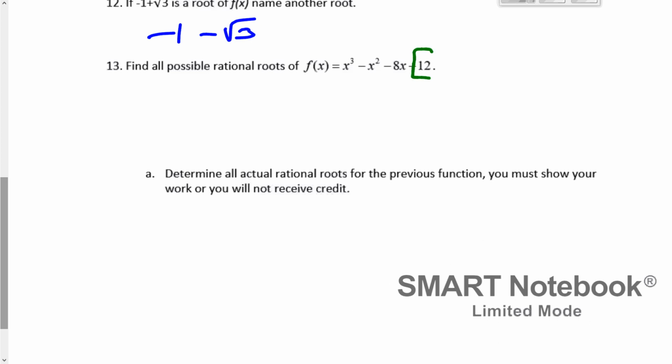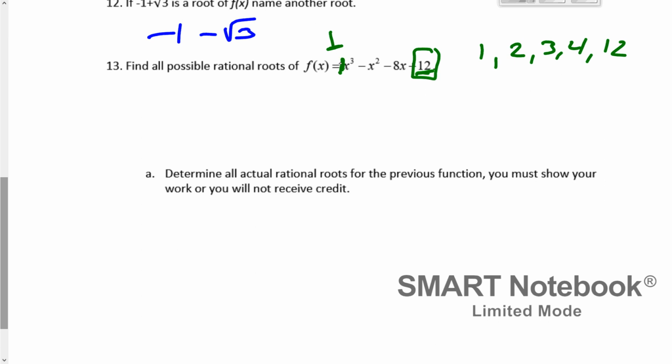Okay, find the possibilities. So I have to list the factors of 12. So that's 1, 2, 3, 4, 6, and 12. And then I have to divide every single one of those by the factors of my lead coefficient, which is 1. So list the factors of your constant, which is 5 of them, right? And then the factors of your lead coefficient, which here is 1. And if I multiply those, I get 5. So I should have a list of 5 numbers, and then they're all plus and minus.